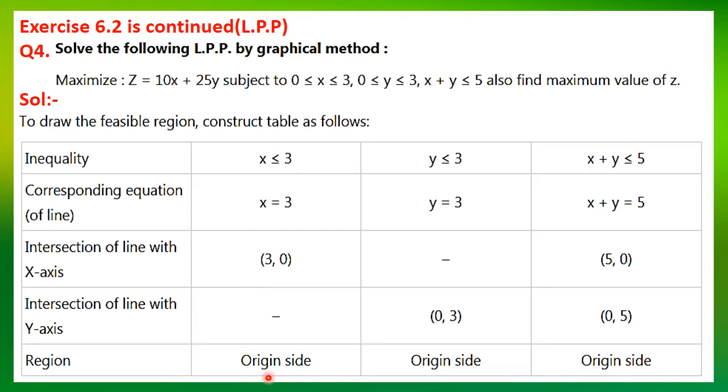So to shade this region, that is the left of this line or the origin side, we have to shade corresponding to this inequality. And to shade the region for the inequality y less than or equal to 3, we will put y is equal to 0, then 0 less than or equal to 3 is satisfied. Similarly, for x plus y less than or equal to 5, we will put 0 for both x and y, then 0 less than or equal to 5 is satisfied here also. So we have to shade the region corresponding to these inequalities on the origin side only.